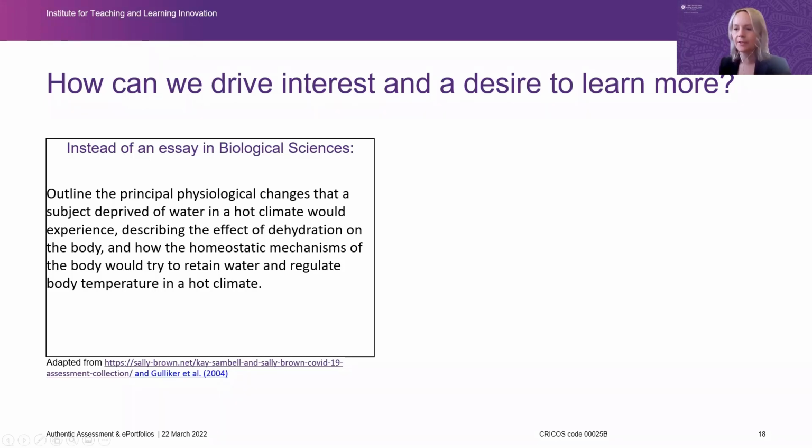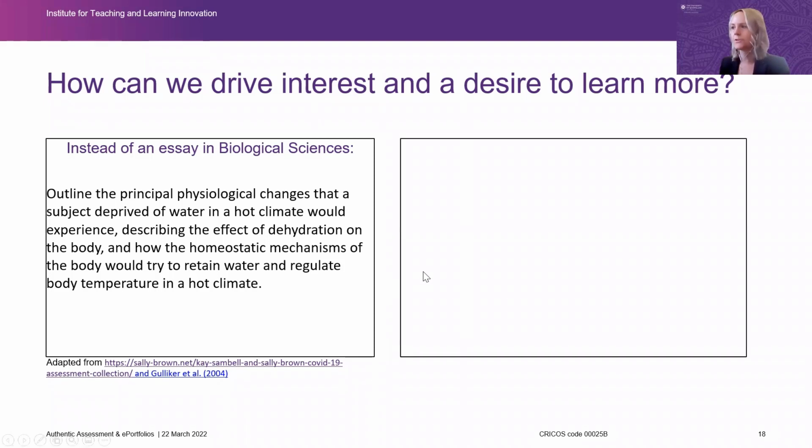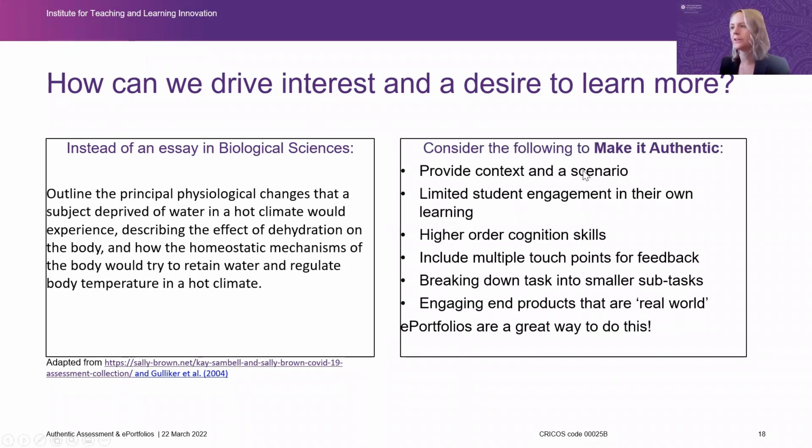The idea behind creating authentic assessments is breaking down this single rigid assessment item into a number of subtasks, which encourages more, again, personal connections to the tasks and engaging end products, which are applicable to the real world. So here's what we could do. Provide a scenario, context, higher order thinking skills, and include multiple touch points for feedback that enables the teacher to go in and have a look and monitor their development and check. And again, as Cheryl asked, how do we know it's been effective? Well, if we break it down, then we'll be able to help them along the way. Engaging end products that are real world. And again, the portfolio is the perfect place to do this in.